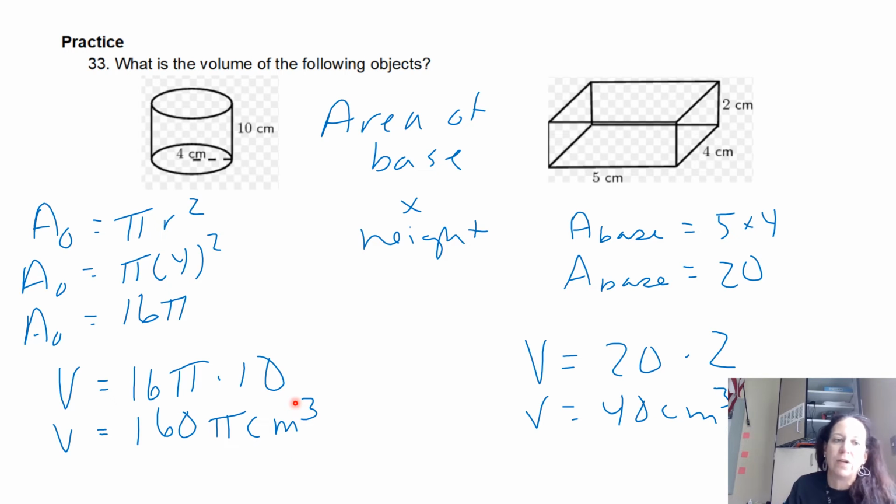If needed, you would use 3.14 for pi and get another number for that. On this one, the base is the 5 by 4, so the area of the base is 20, and then you do the area of the base times the height, which is 2, which gives you 40. Most people know that formula as length times width times height for the volume, but area of the base times the height also works for that. Again, pause if you need to on any of these slides if you need to write something in or supplement your notes.